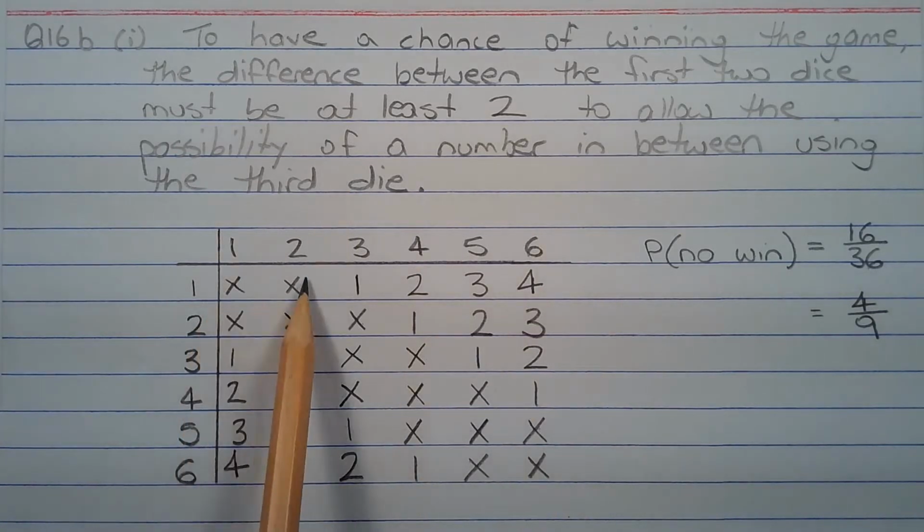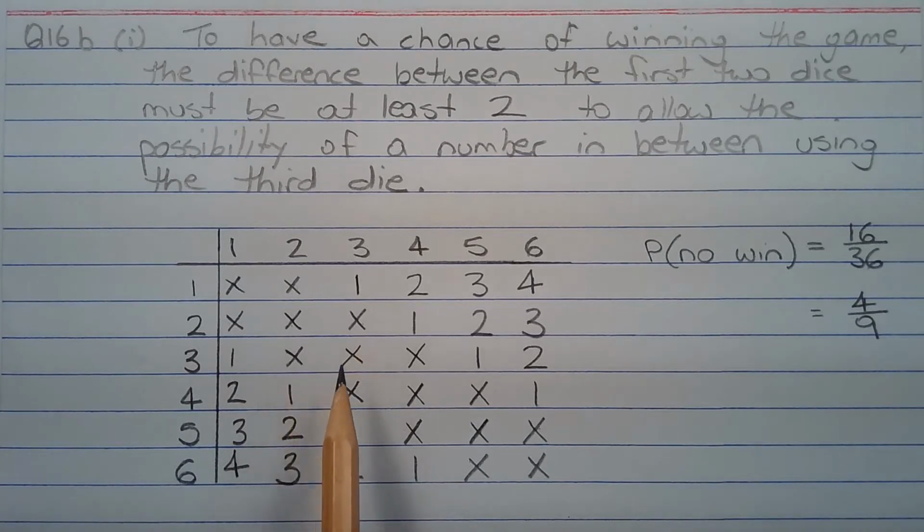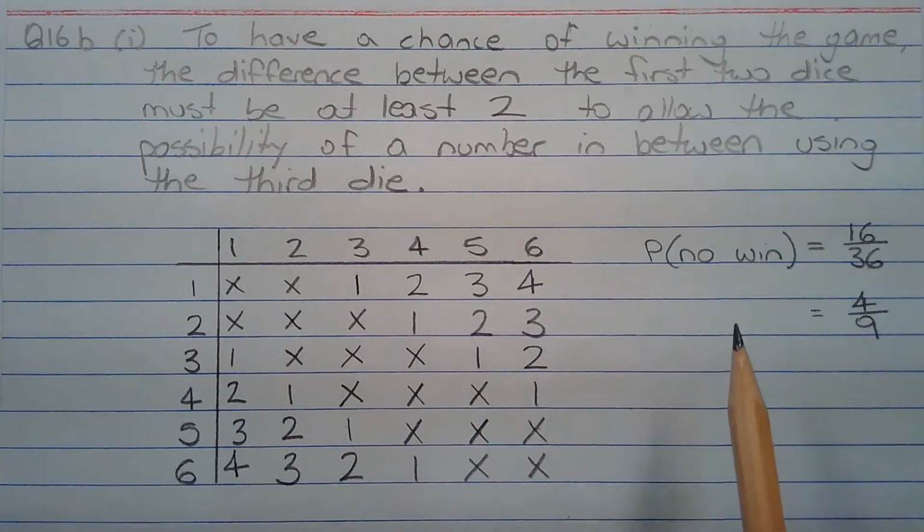We're just counting the number of x's. So 1, 2, 3, 4, 5, 6, 7, 8, 9, 10, 11, 12, 13, 14, 15, 16 out of a total of 36 outcomes. So the probability of no wins is 16 out of 36, or 4 over 9.